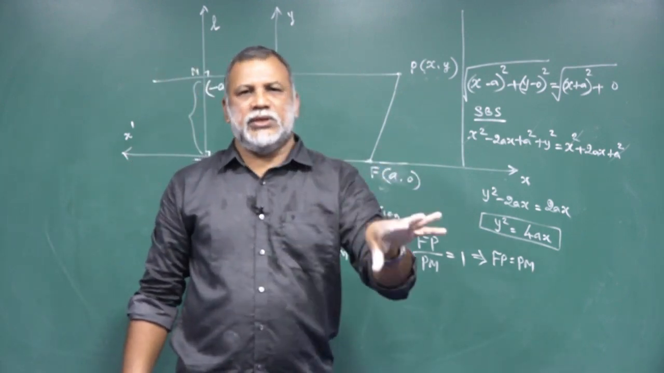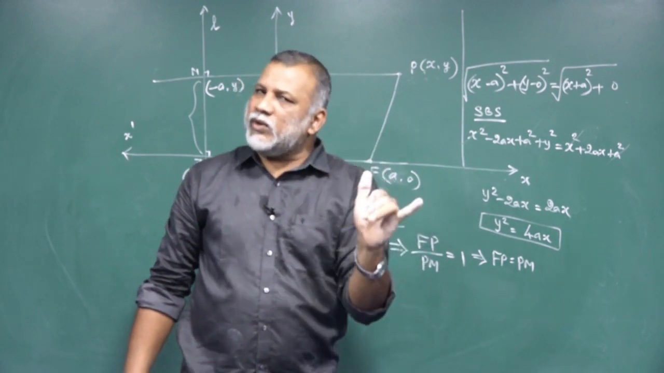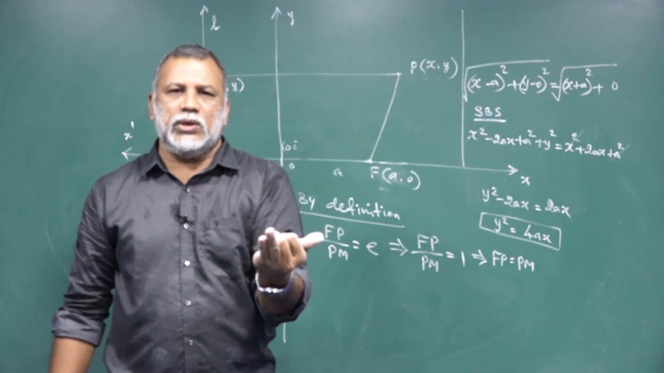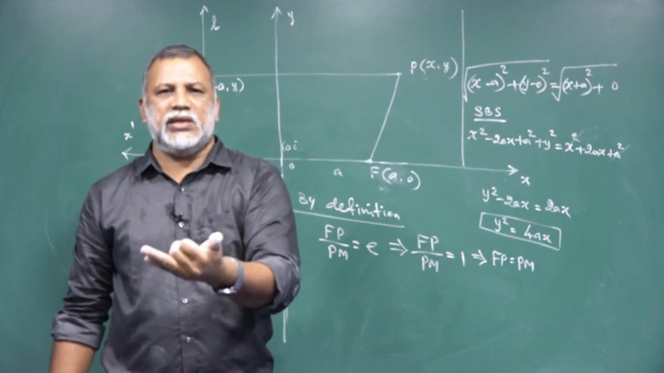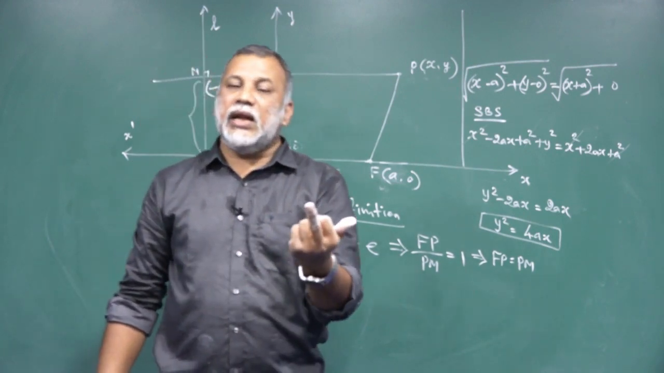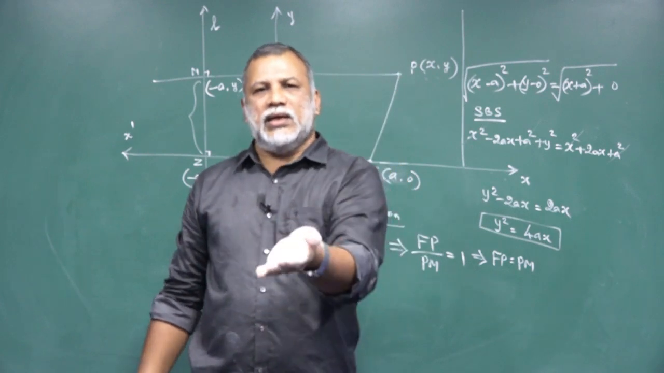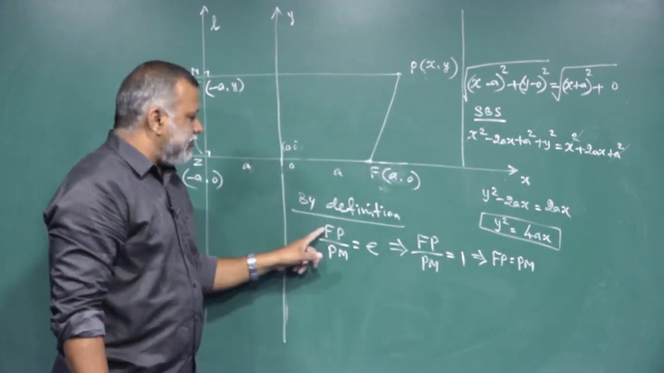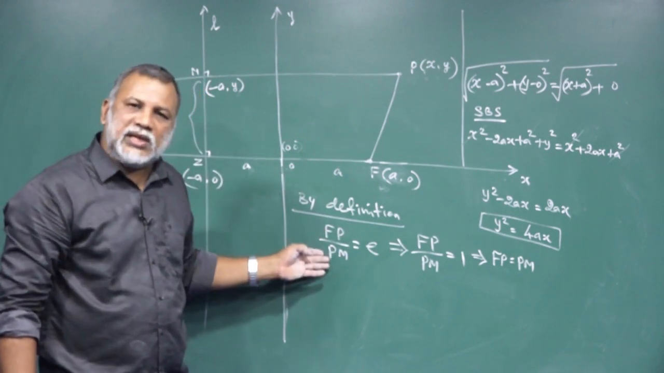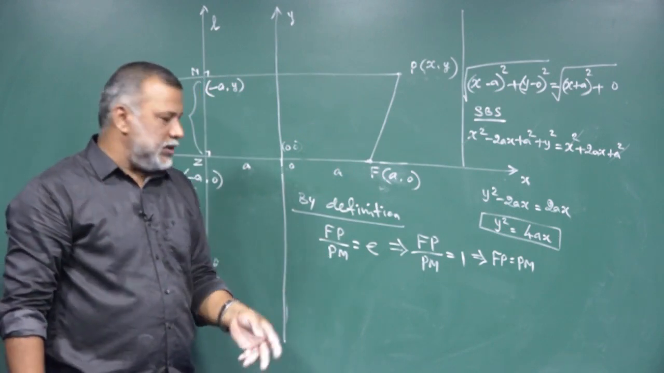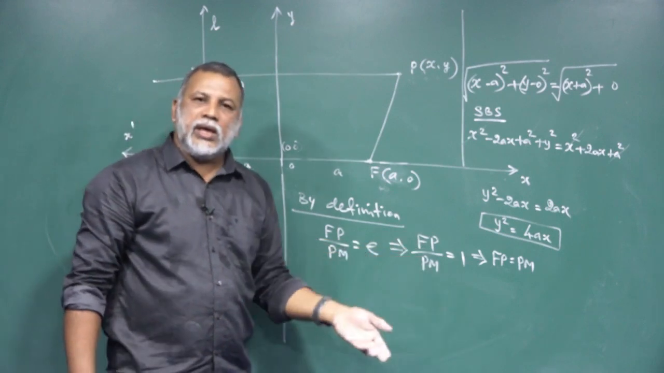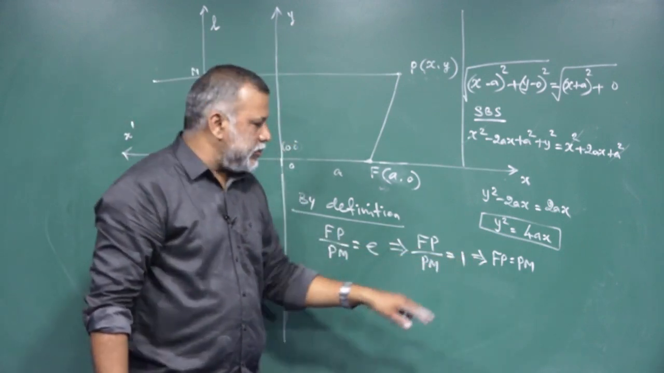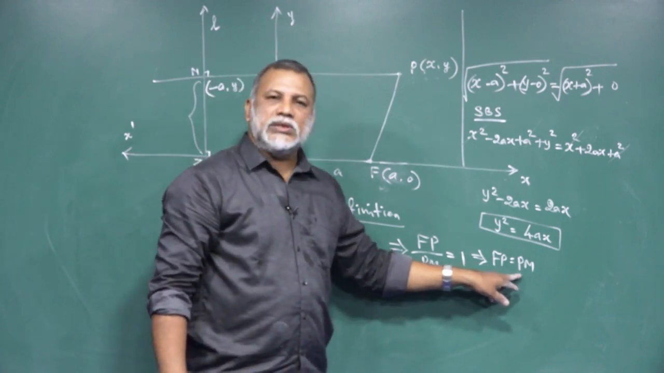What are the concepts? We need F. What is the value of F? That must be the focus. What is the meaning of e equal to 1? Since it is a parabola, we can take e equal to 1. Then read the directrix. L is the directrix, that is the fixed line. So from that, we make this definition, FP by PM equal to e. This is the basic definition of conics, we already discussed it. Here e equal to 1. Why? It is a parabola. Therefore, cross multiply this one, so we can get FP equal to PM.